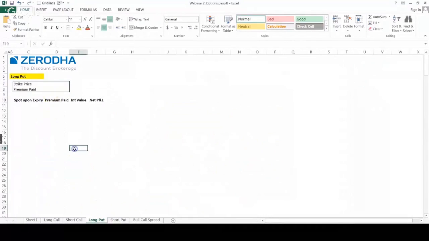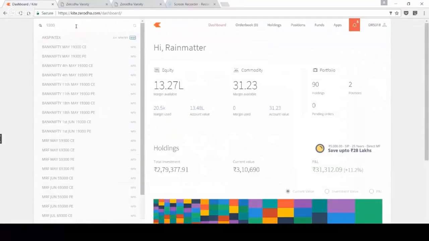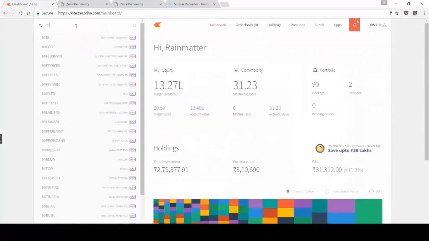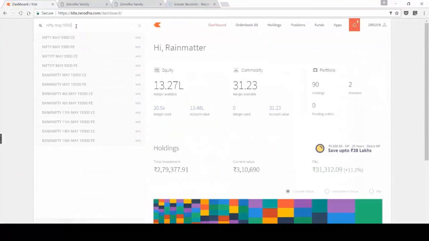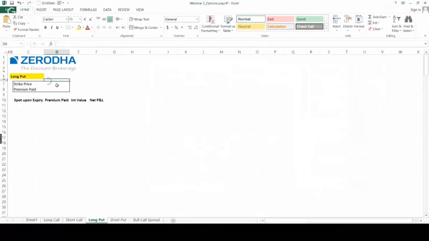So let me check the market and see where the market is. Right now it is around 9296, so I may be interested in an at the money put option. So I'm going to search for the 9300 put option. There you go, here it is. The 9300 put option is trading at around 90 rupees.